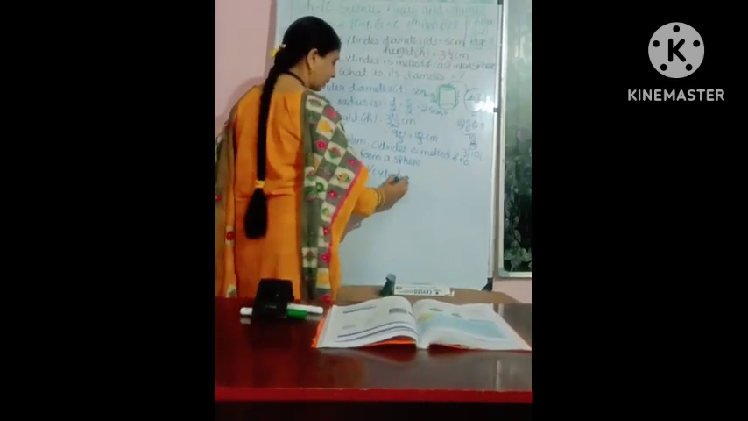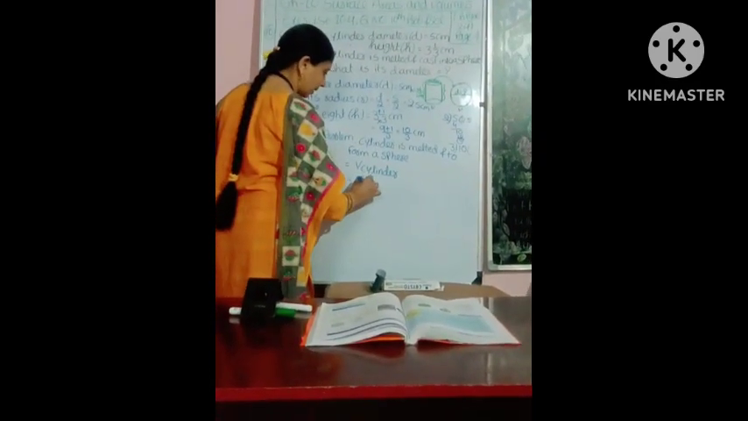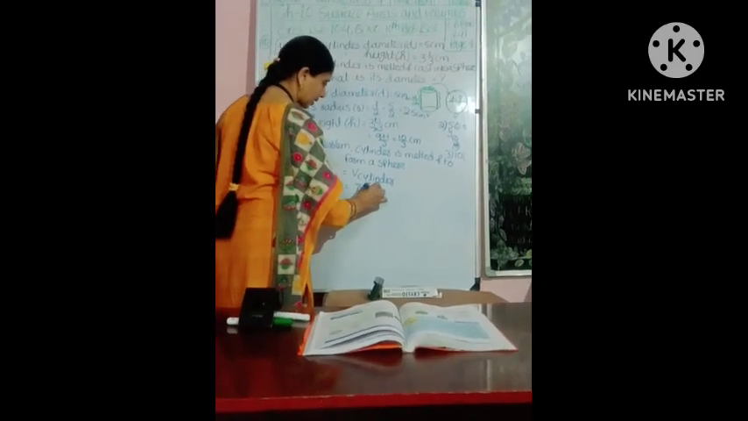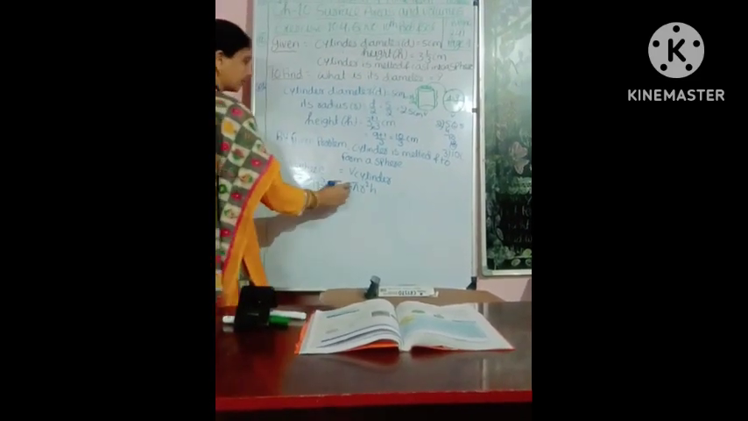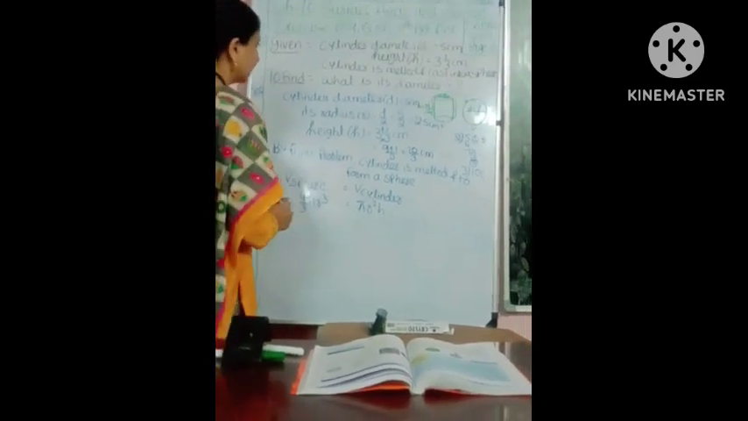But what's the formula for the volume of the cylinder? Do you know the formula? Pi r square h. Very good. These two formulas are used in this problem. Okay? Yeah, this one only.